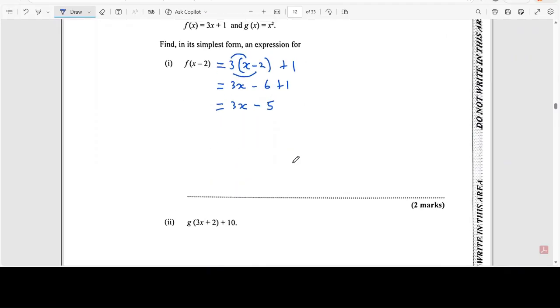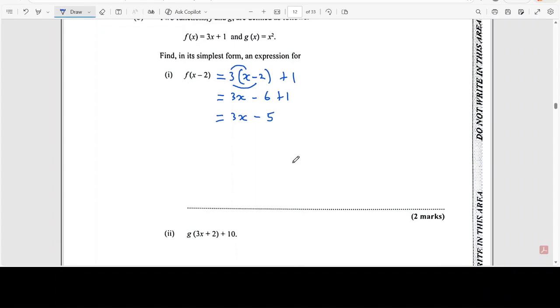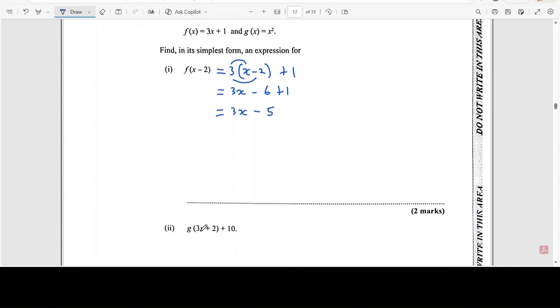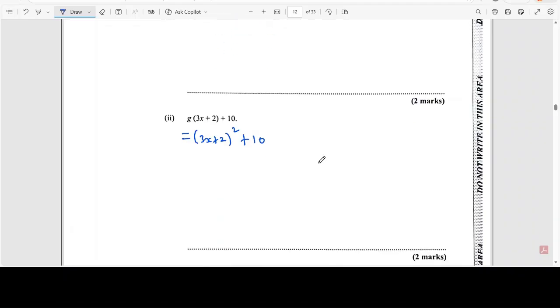Right, part 2, g of 3x plus 2 plus 10. So we want to substitute 3x plus 2 in the g function, alright? So this will equal to, the g function is what? X squared. So this will be 3x plus 2 squared plus 10. Right, so we need to square this out.